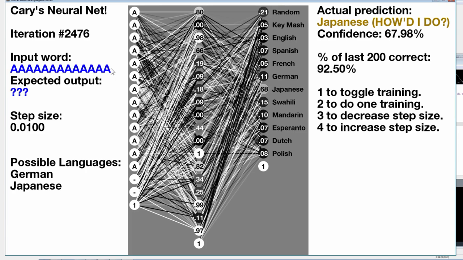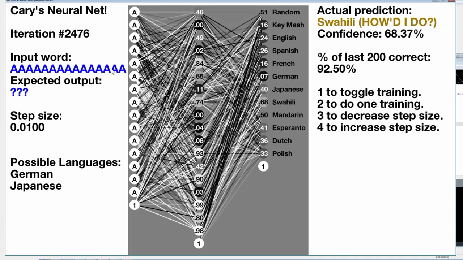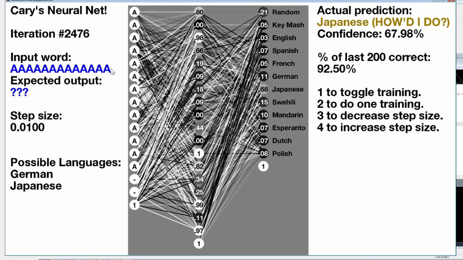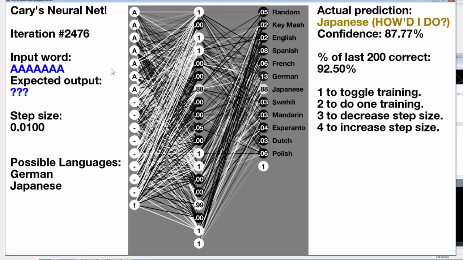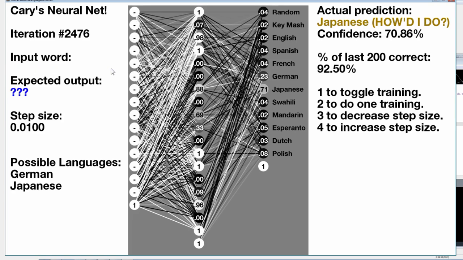It's falling each time. Is it going to flip over to German? Swahili? What the heck? Wait. Swahili wasn't even in the training data. Weird. Swahili out of nowhere. Well, that is crazy. Okay. What does that mean? We're gonna have to rethink the Japanese and Swahili relations from now on.